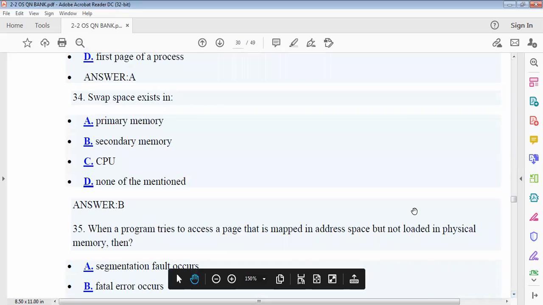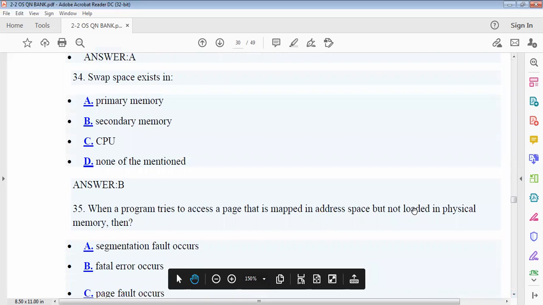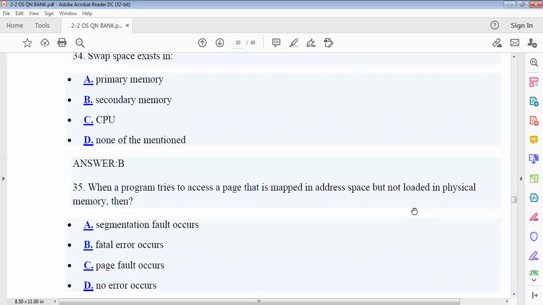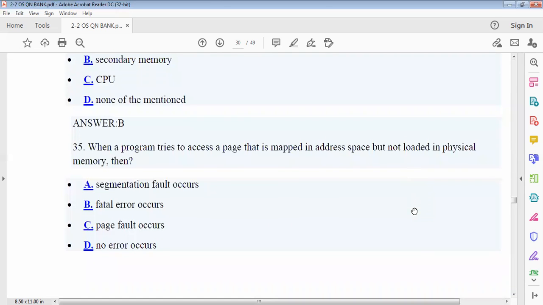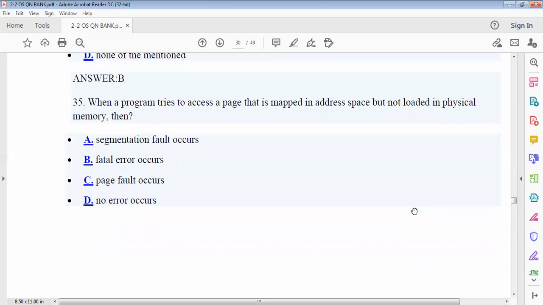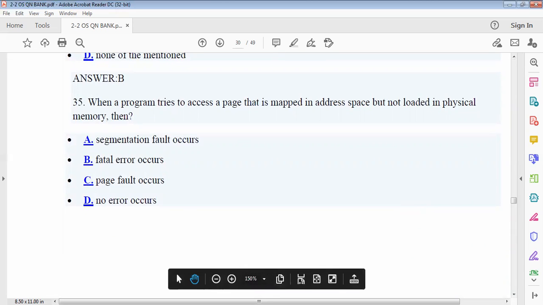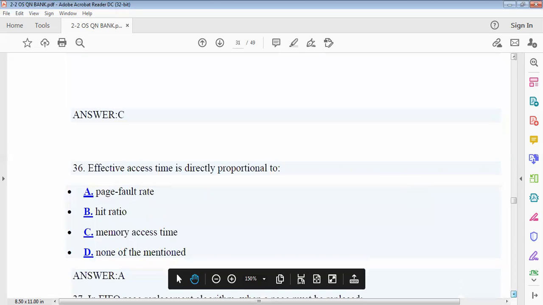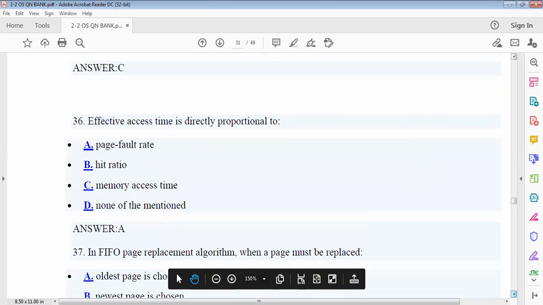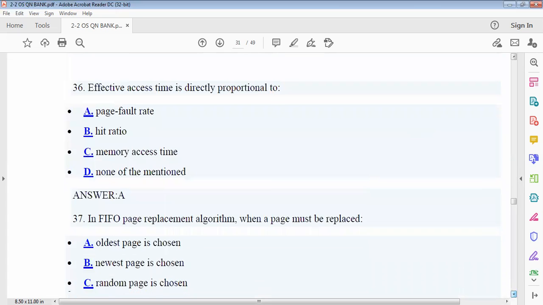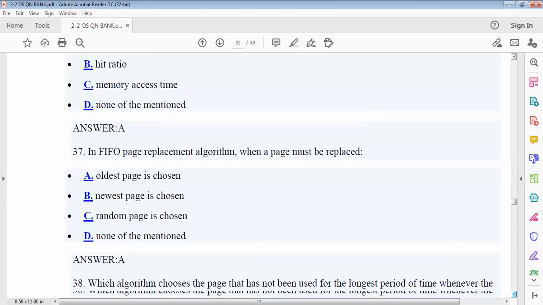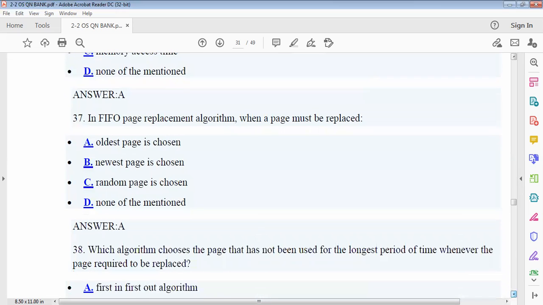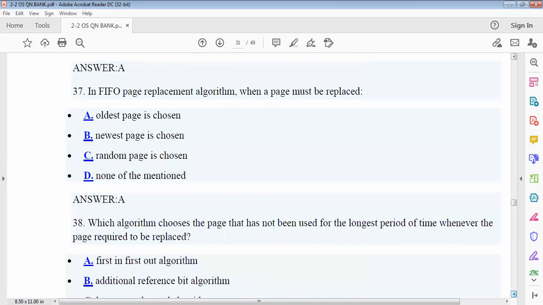When a program tries to access a page that is mapped in address space but not loaded in physical memory, then... Question 35. Option C. Effective access time is directly proportional to page fault rate. Option A. In FIFO page replacement algorithm, when a page must be replaced, the oldest page is chosen.